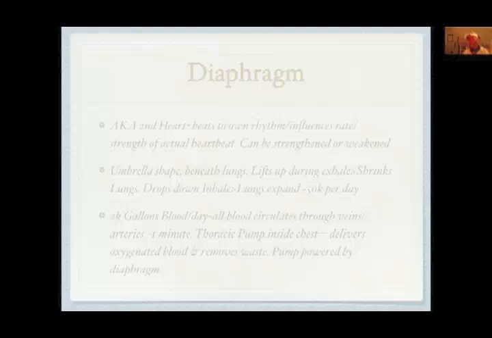It's umbrella shaped. It's right beneath the lungs. It lifts up during the exhale and shrinks the lungs, and then it drops down when you're inhaling and the lungs expand. And it does this 50,000 times per day, or it's supposed to. Your body pumps 2,000 gallons of blood per day. All the blood circulates through the veins and arteries in about 1 minute to go through the entire body. You have a thoracic pump inside your chest, and this delivers oxygenated blood and removes waste products.